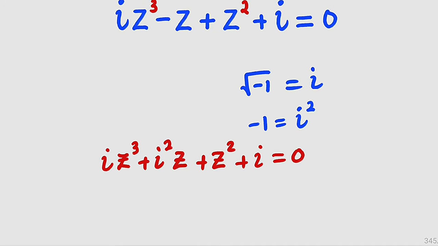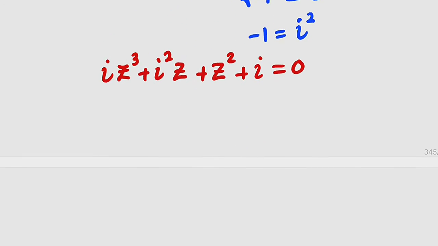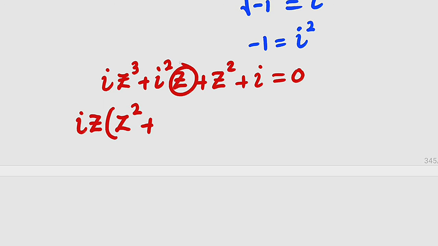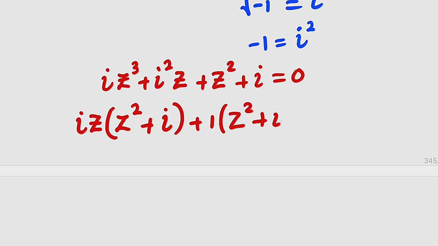Now we can factorize in batches. We're going to factorize the first two. What do we have here in common? We have iz in common. So I can bring iz here. Inside, i is already out, 1z is out, so we have z squared plus, z is already out, and one of the i's is out, we have i here. Then from the second term, we have only 1 in common. So plus 1 multiplied by z squared plus i. The whole of this equal to 0.